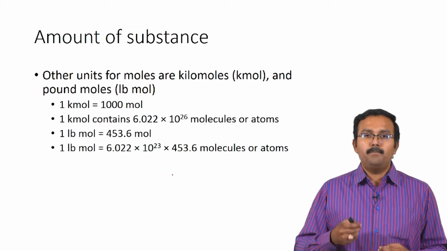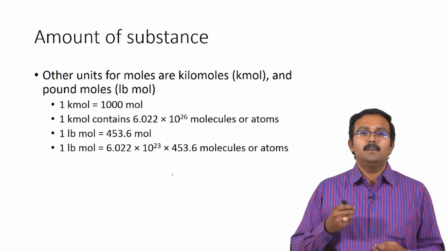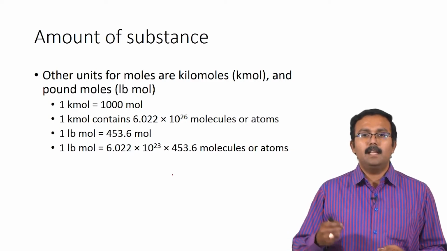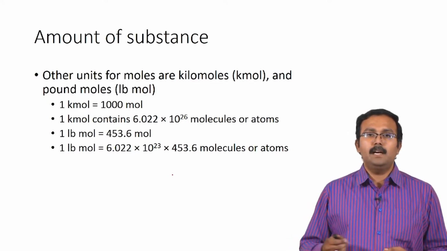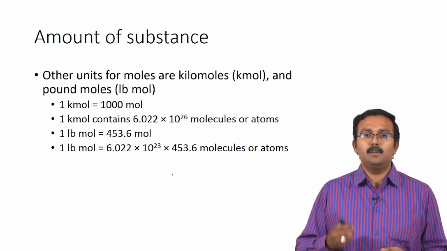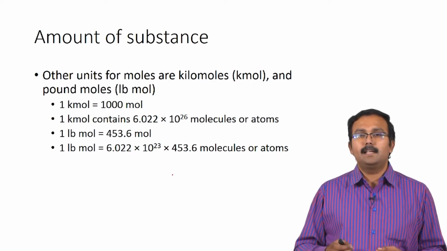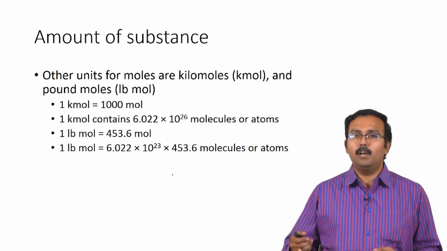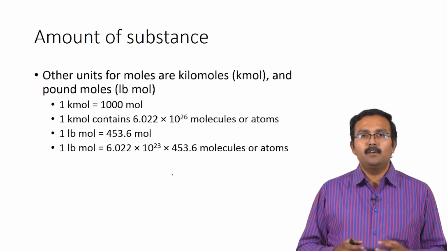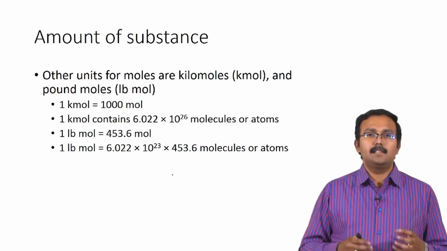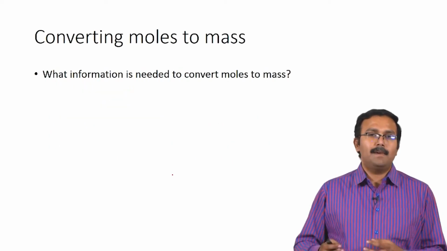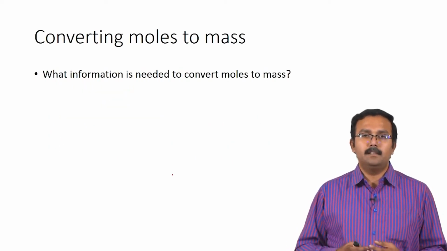Similarly, 1 pound mole would be 453.6 moles. Thereby, 1 pound mole would contain 6.022 times 10 power 23 times 453.6 molecules or atoms. Knowing this is crucial for understanding American engineering system and understanding the concept of pound moles. Moles and masses can be converted between each other.